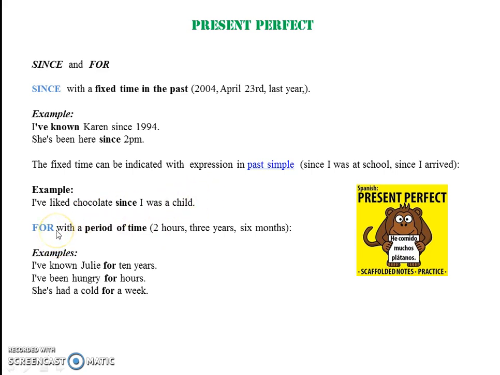And we use for with a period of time. What is a period of time? A period of time is when we know when the time starts and when the time finishes. For example, 2 hours, 3 hours, 3 years, 6 months. And here we have some examples: I've known Julie for 10 years. I've been hungry for hours. And she's had a cold for a week. Definite time, a specific time, periods of time.